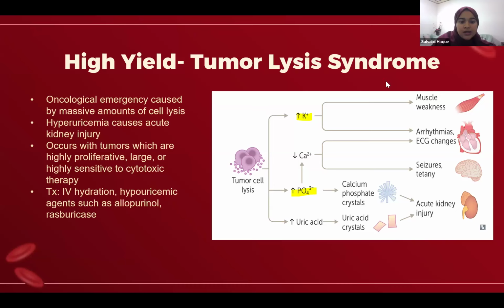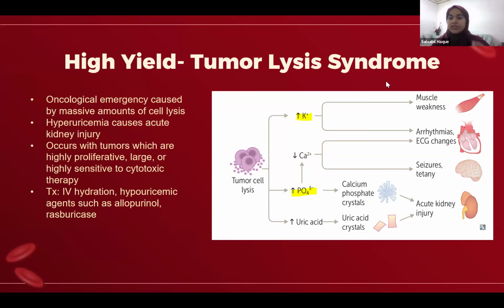Now, if they ask in an SAQ, let's say, what are some predispositions or what are some risk factors for tumor lysis? It happens in tumors which are very proliferative, very large, or which are very highly sensitive to cytotoxic chemotherapy. Okay, that makes sense, right?